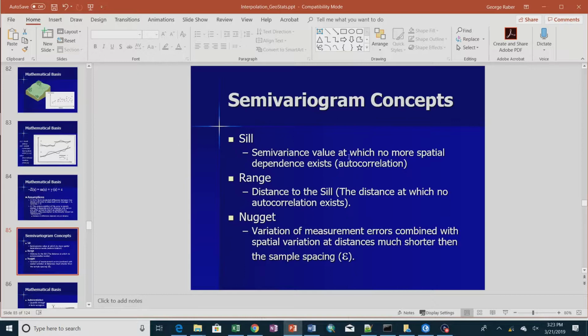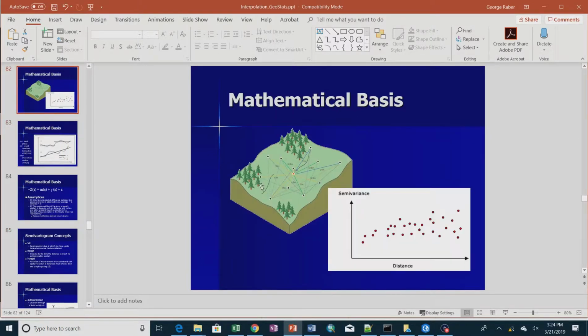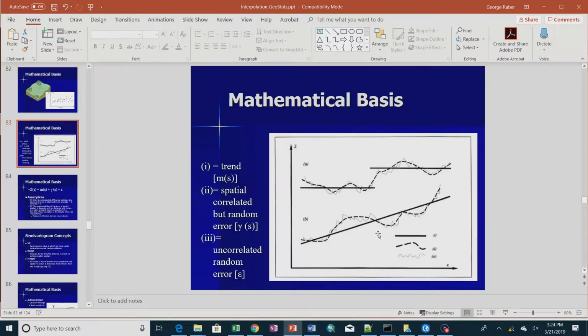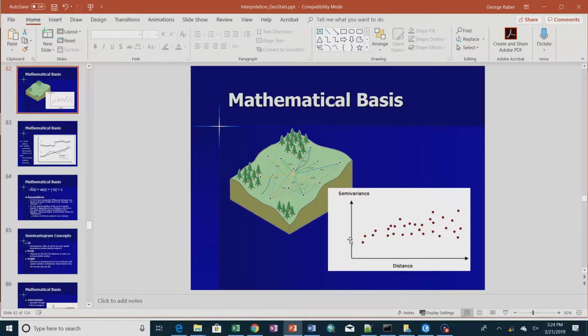So the sill is the semivariance value at which no more spatial dependence exists. In other words, there's no more autocorrelation. That's the sill, not quite as useful as the first one I was talking about. So that's this value, the amount of similarity at which it levels off. But if the sill is too low, in other words, right down here, then there's really not any reason to do kriging. It's just saying that there's very little similarity in any of your data. You want the sill to get up as high as it can.